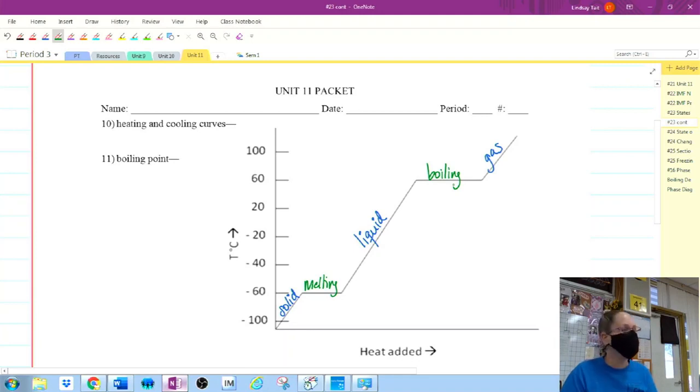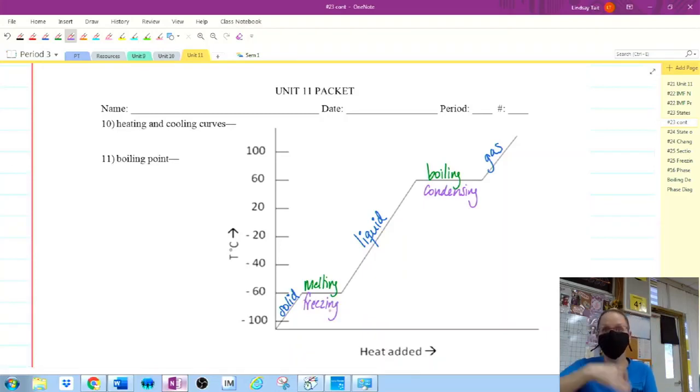But without redrawing the whole graph, let's pretend we were going back down. What if I was going from a gas to a liquid? What would I call that phase change? Gas to liquid is condensing. And then liquid to solid is freezing. Liquid to solid is freezing. Okay.